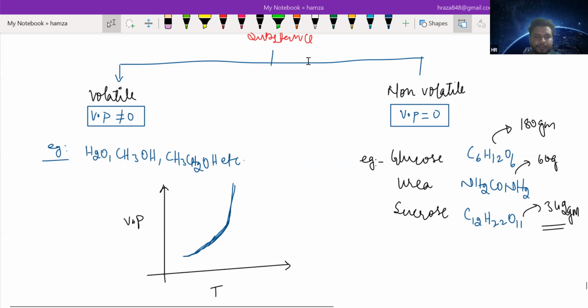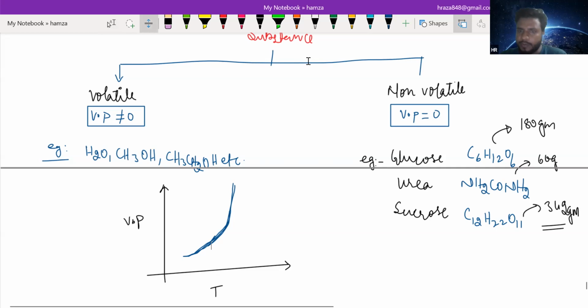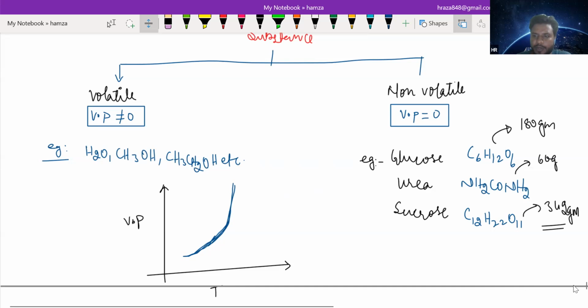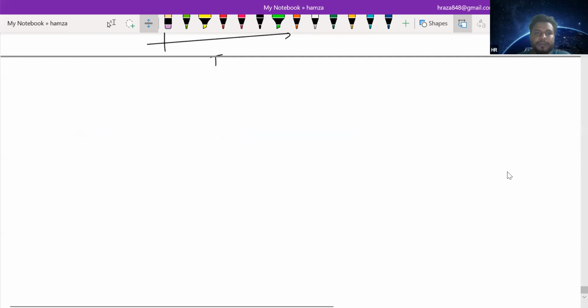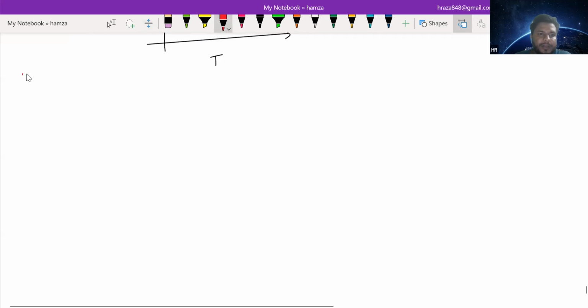Now see, are you aware of volatile and non-volatile? Whenever I use a non-volatile substance, that means there will be no vapor pressure due to the presence of that substance. And if I'm using a volatile one, that means it will create some vapor pressure. Okay, so please keep it in mind. Now see, there is a topic related to this.